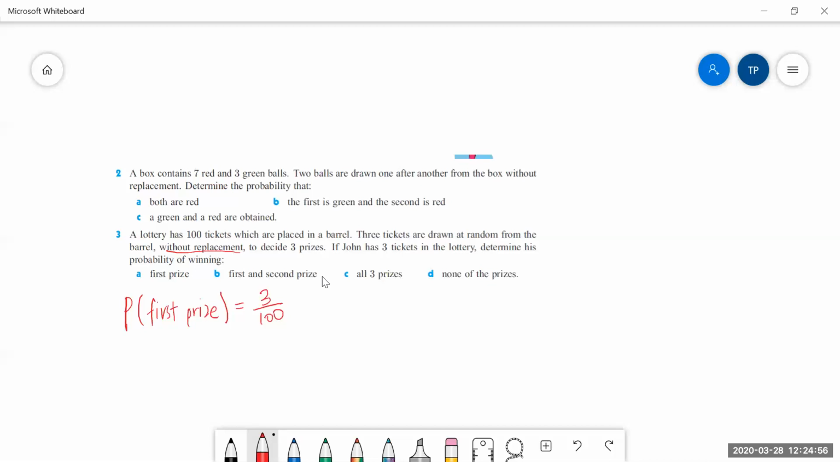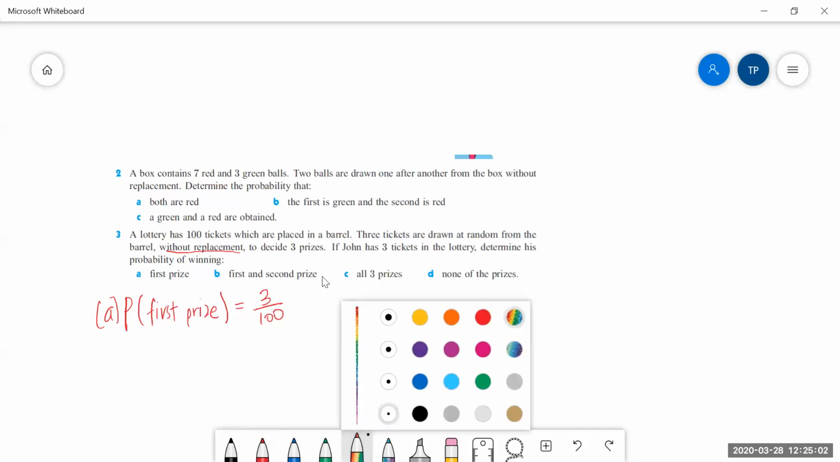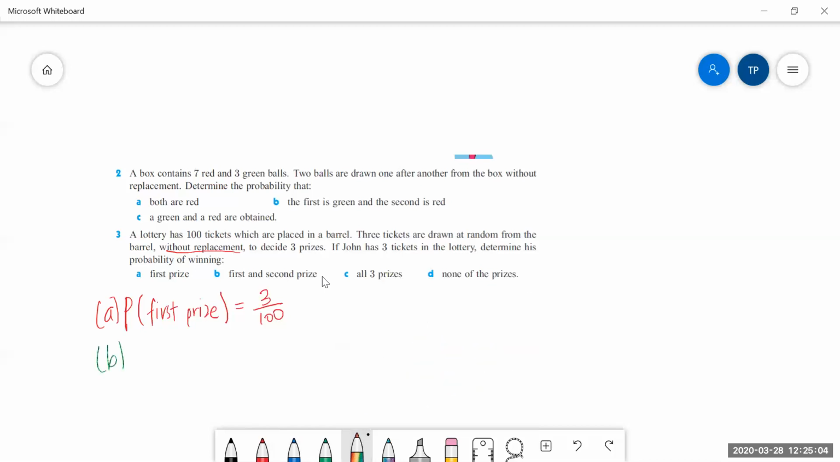Okay, so part A is pretty much done. Use the Galaxy pen. Cool pen. B, first and second prize. So to get the first prize, first and... you can see, right? Yeah, I can. Is it hard to read? No. Nice. Probability of first and second prize.